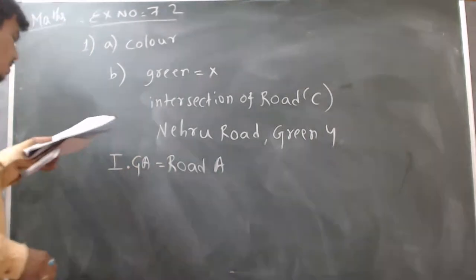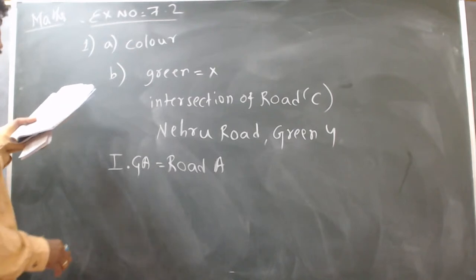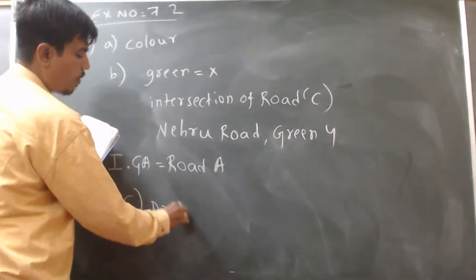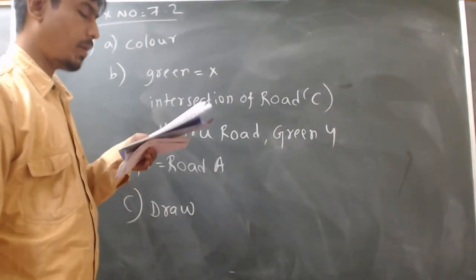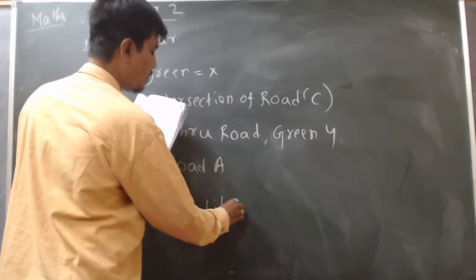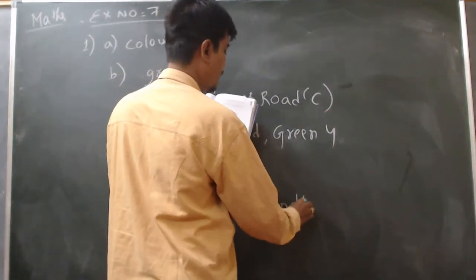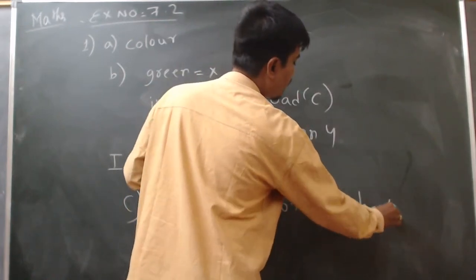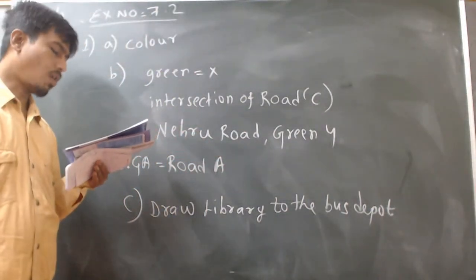That is the second question. Third, in red, draw the route from the library to the bus depot. So seeing this, you should draw. Library to bus depot. Suppose you are coming by bus, how to reach the library? So it is a map in your mind. You have to draw it first, then set it in your mind. They are making you get knowledge and not get stuck in the traffic.